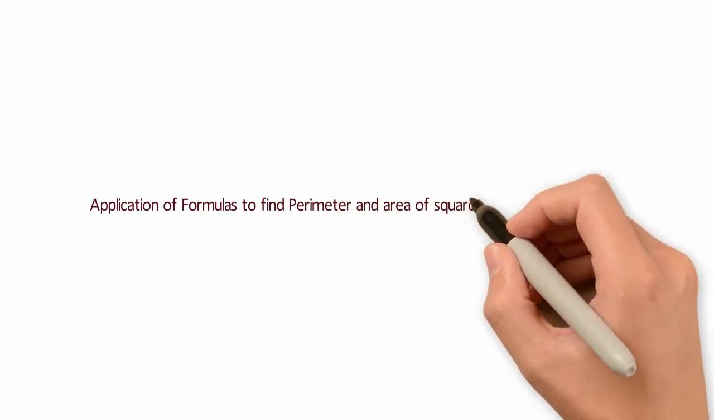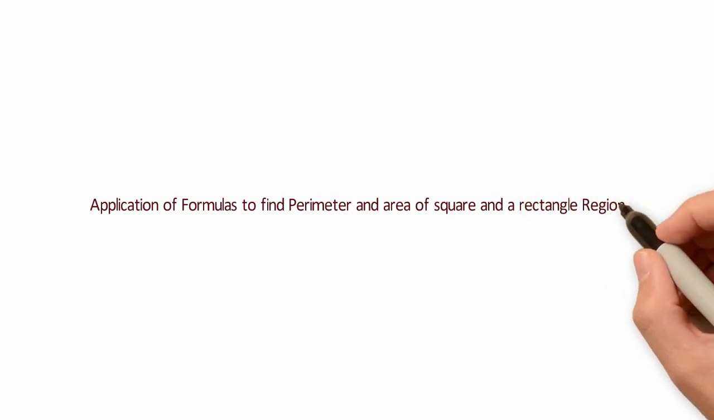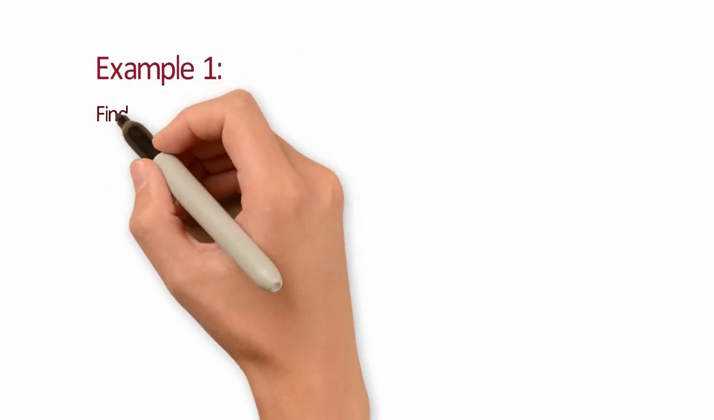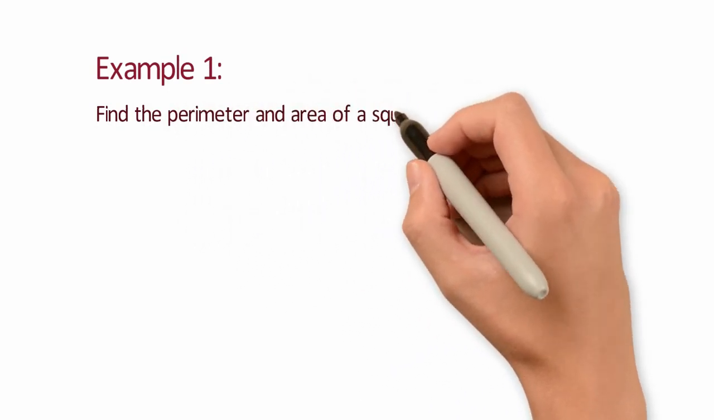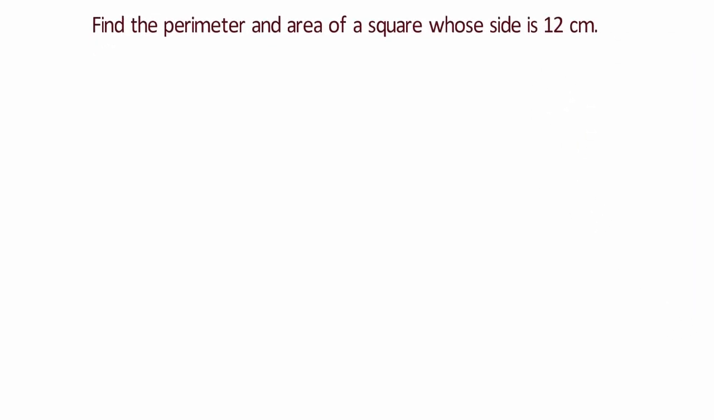Application of formulas to find the perimeter and area of a square and a rectangular region. Example 1. Find the perimeter and area of a square whose side is 12 centimeters.